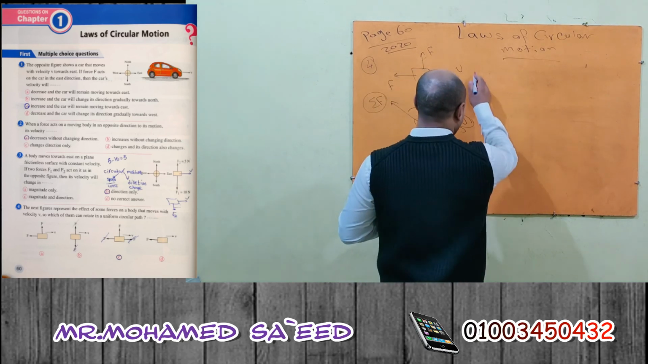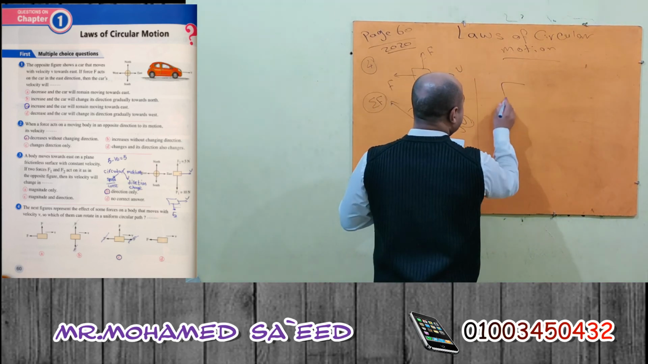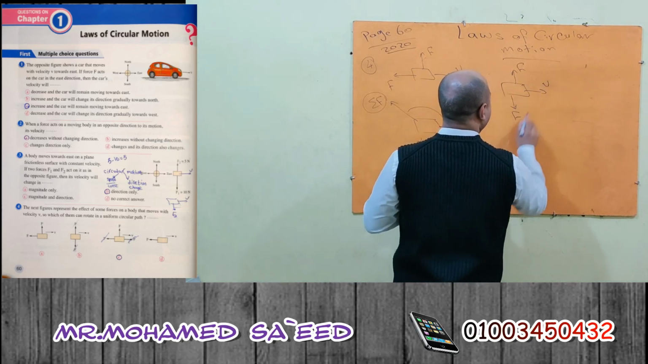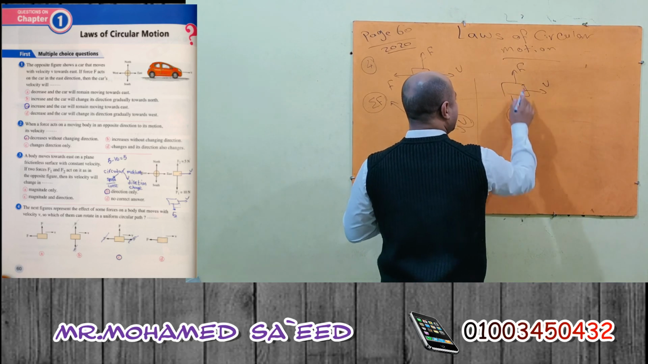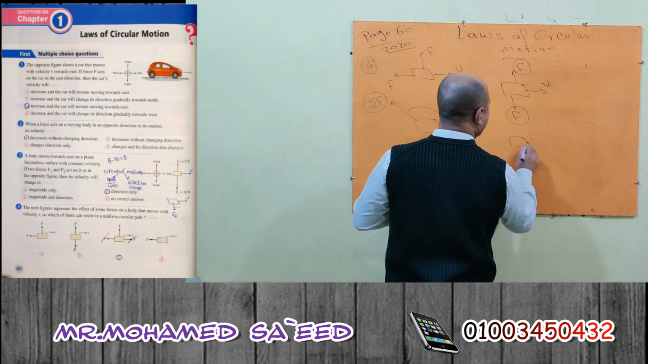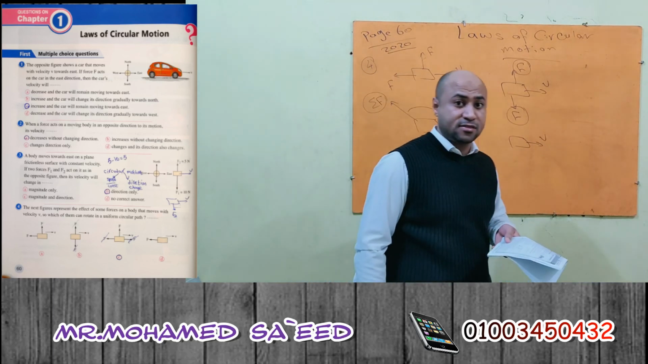Okay, B: a force F and another force F, and the body moves with this velocity. This force equals in magnitude the other force. So the resultant force equals 0. So the body moves in the same direction because there is no force acting upon it.